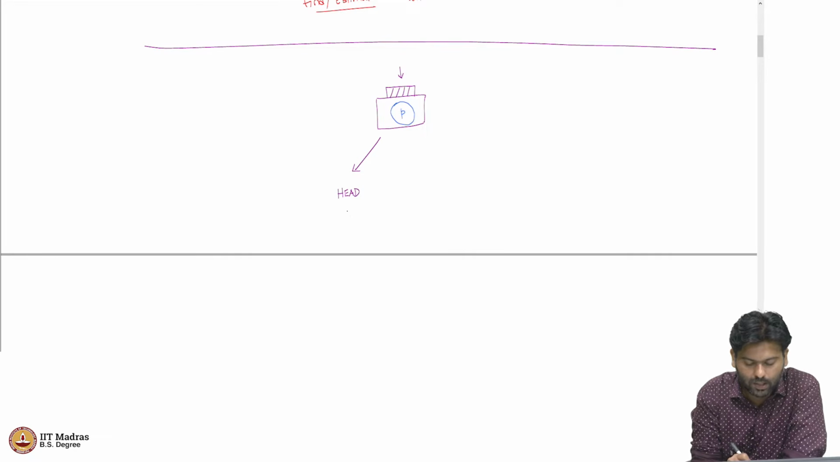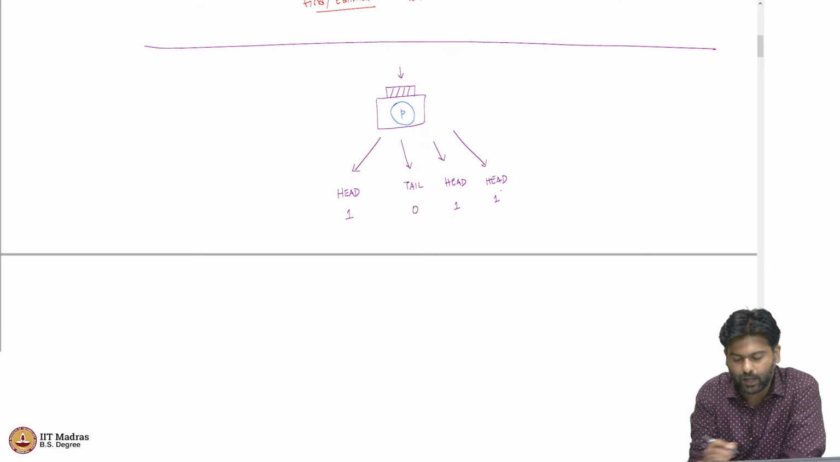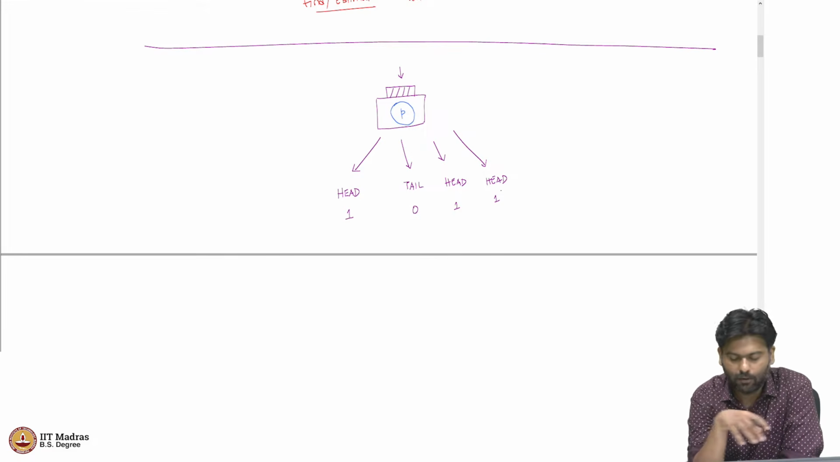In this case, let's say it's head. Let's say head means 1. Maybe I press this again, I get a tail, which means 0, and then I press it again, I get a head. Let's say head is 1. I press it the 4th time, again I get a head. Let's say head is 1, and let's say I have a bunch of such what I'm going to call observations.